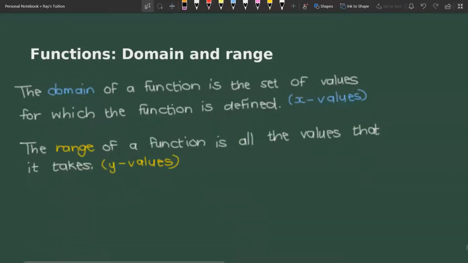Hello everybody, and welcome to this video on functions. In this video, we have a look at what the domain and range are.